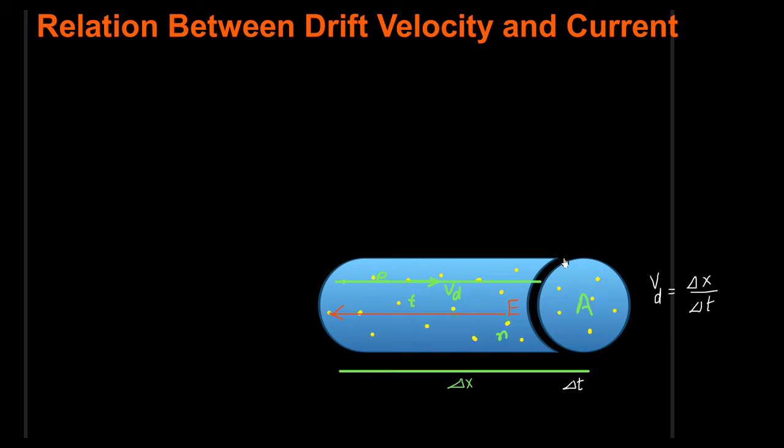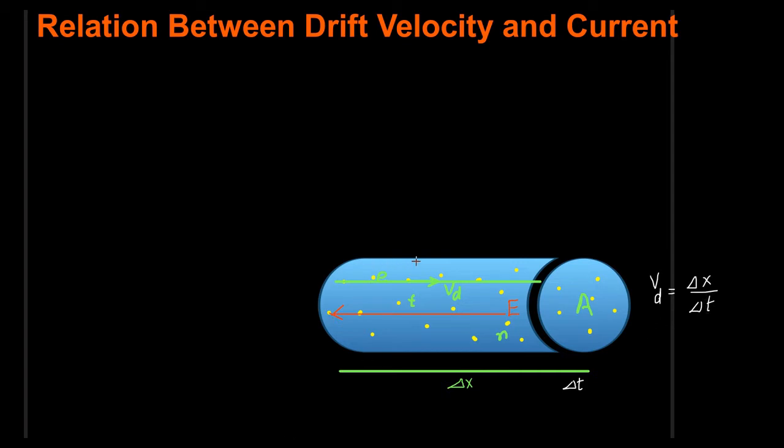Now let us see, this is a cylindrical conductor of length delta x and area of cross section A. In time delta t, these electrons drift through a distance delta x. So what may be the drift velocity? Drift velocity Vd equals distance by time, delta x by delta t.